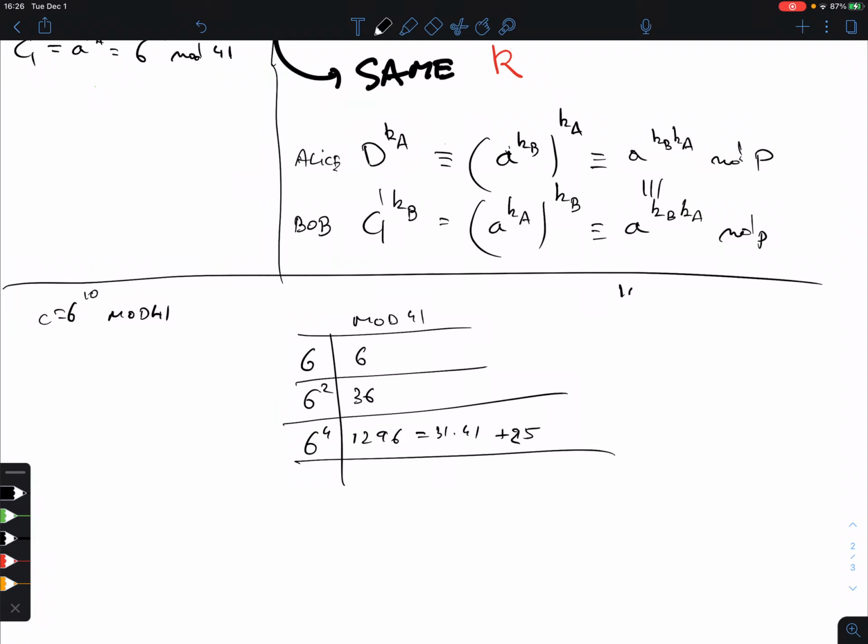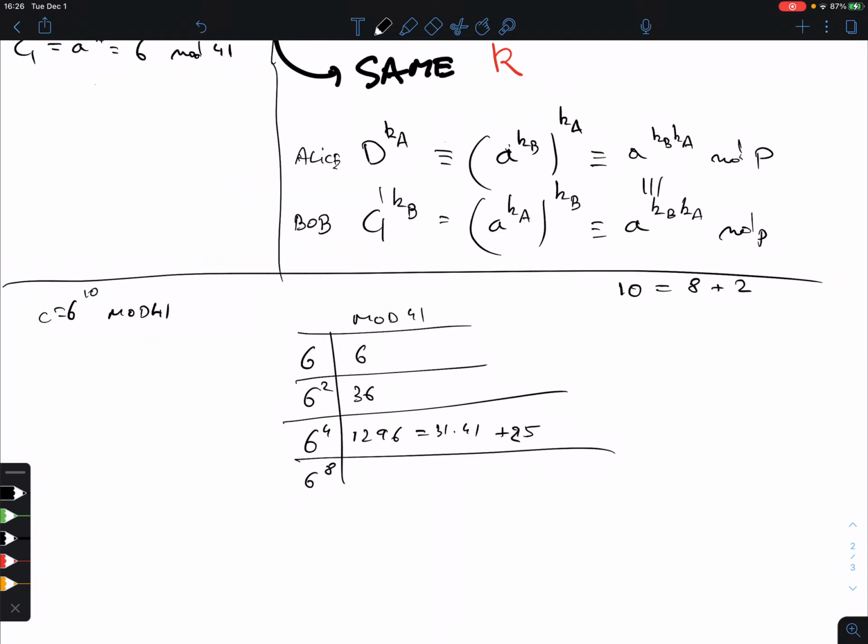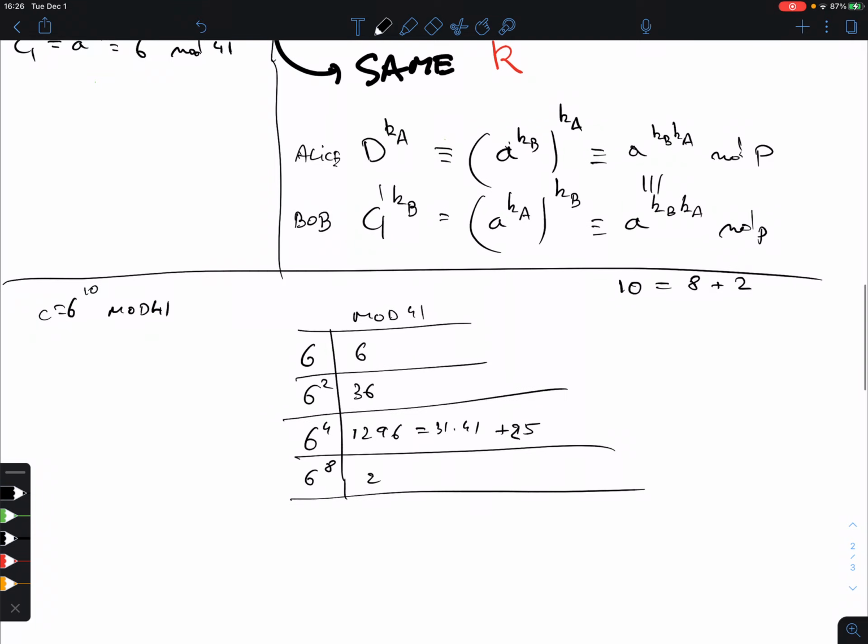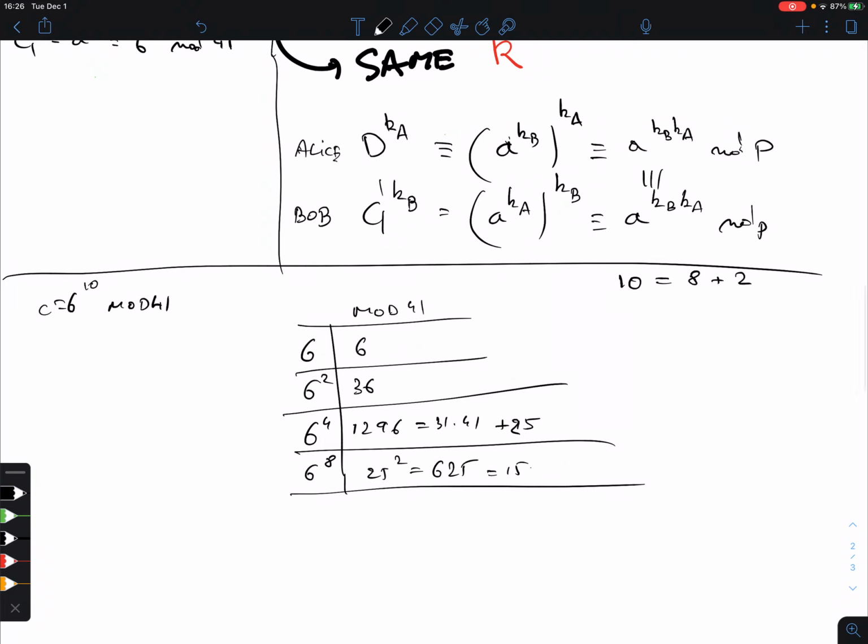Sorry. Yeah, we have to write 10 in powers of 2. That's 8 plus 2, right? So that's that. Then 6 to the power 8, that's all we need. We need 25 squared. That is 625. That is 15 times 41. And the remainder is 10.